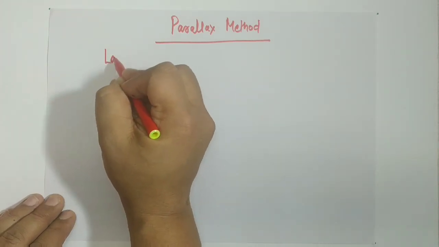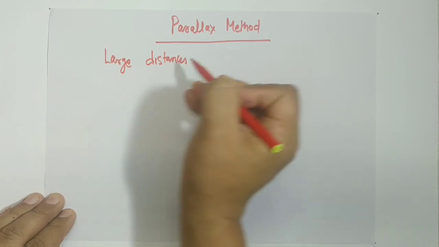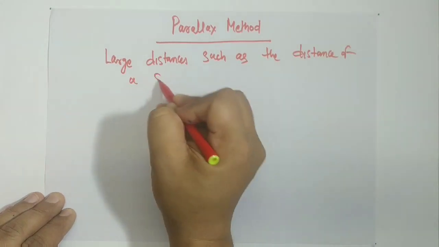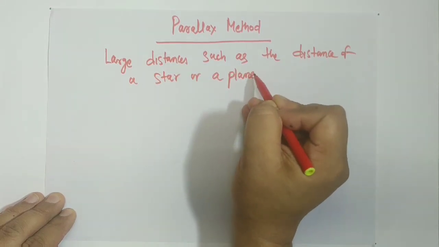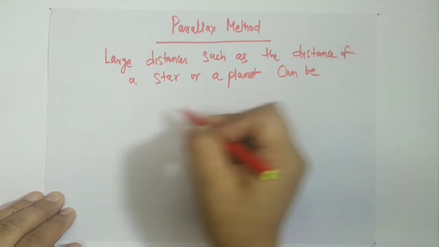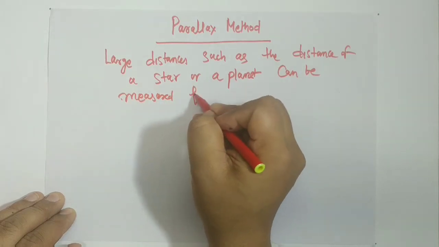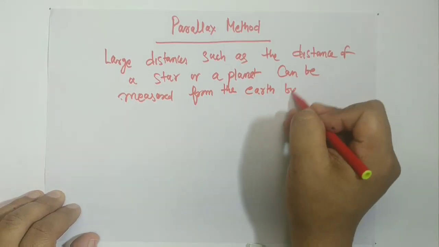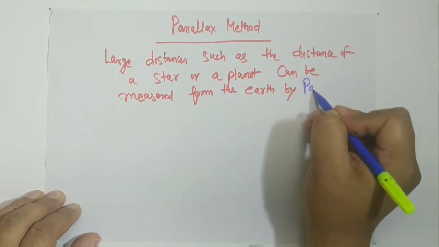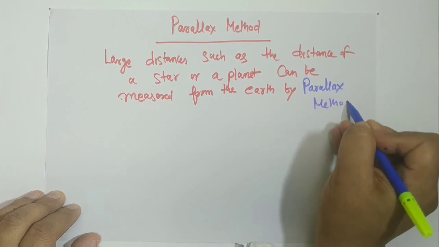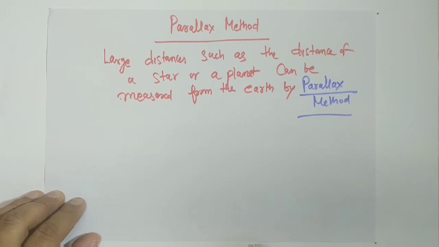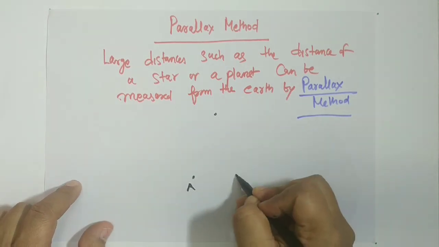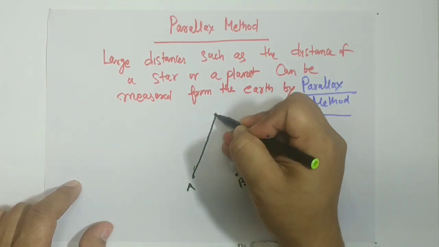What is the parallax method? Large distances, such as the distance of a star or a planet from the earth, can be measured, and it can't be done by a direct meter scale. So from the earth, by which method? By a very important method, the parallax method, remember. So it is a method used to measure distance. What I was saying is that there is a background point. Say this is the background point, and this was earlier A and this is B. So there is a shift. You can see it by using the left and right eye.